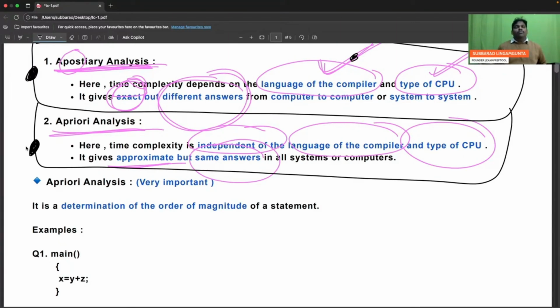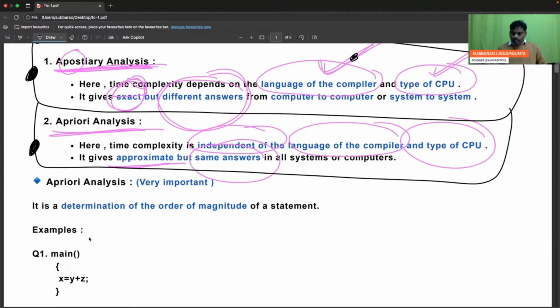Always in life it is like this, relatively and approximately. Sometimes relative may be possible, sometimes approximate may be possible. In life, you cannot do everything relative only or approximate only every time. Sometimes relative, sometimes approximate. So posterior analysis has another name, exact analysis or relative analysis, and priori analysis has another name, approximate analysis.